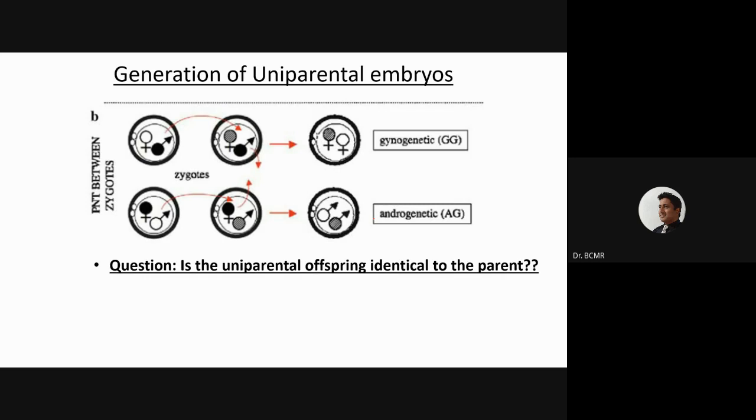Okay, we also discussed whether the uniparental offspring is identical to the parent or not. It is not. It is highly similar, but not identical, because during gametogenesis there is exchange of genetic material between non-sister chromatids, that is, recombination during meiosis. Therefore, they are not identical.